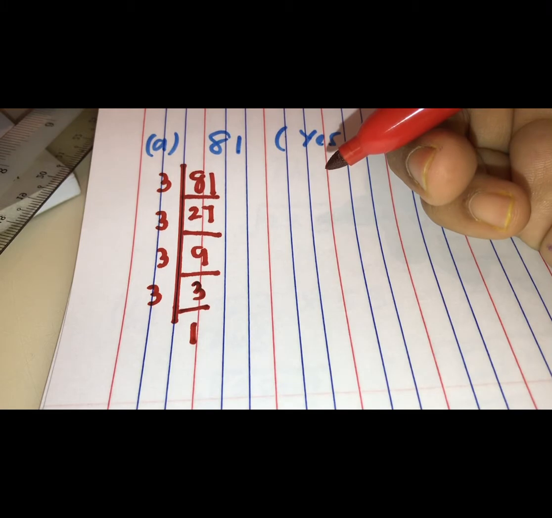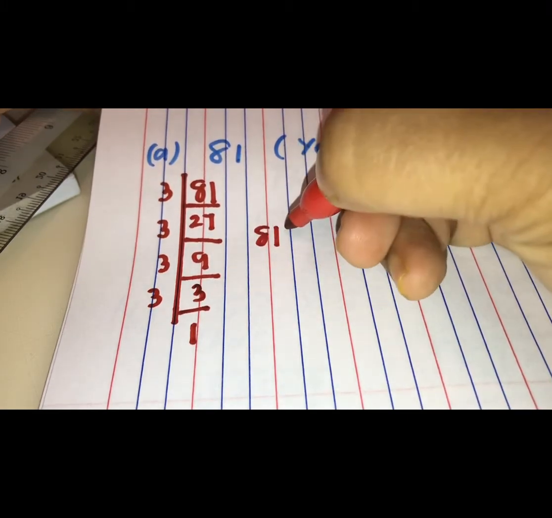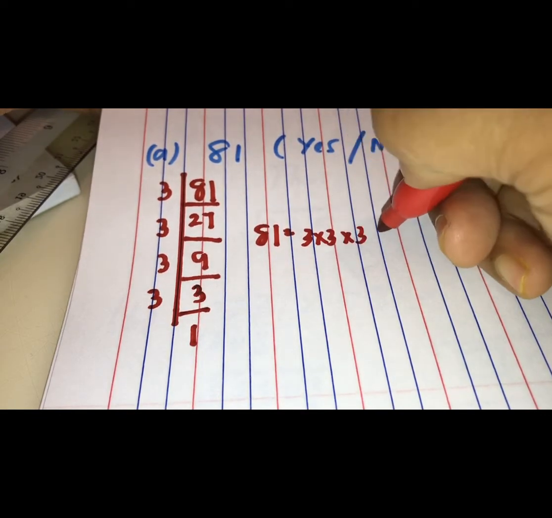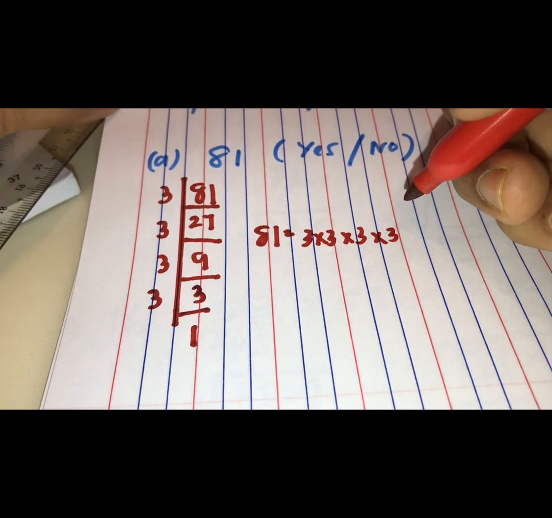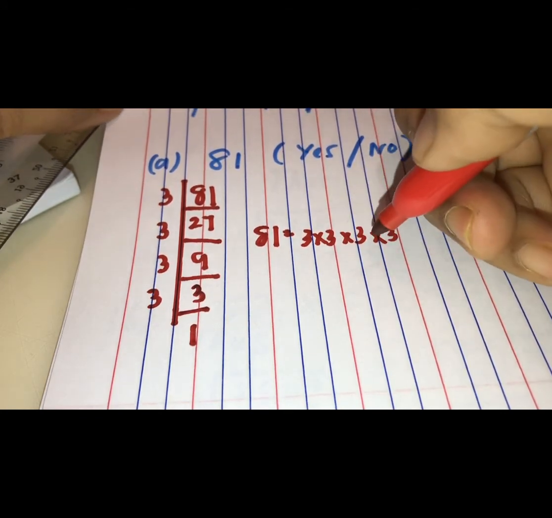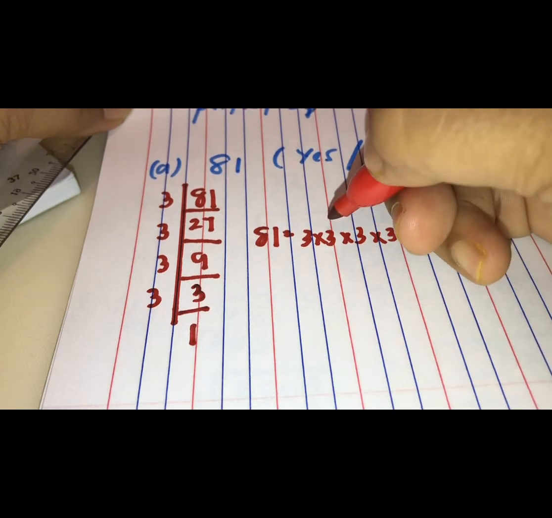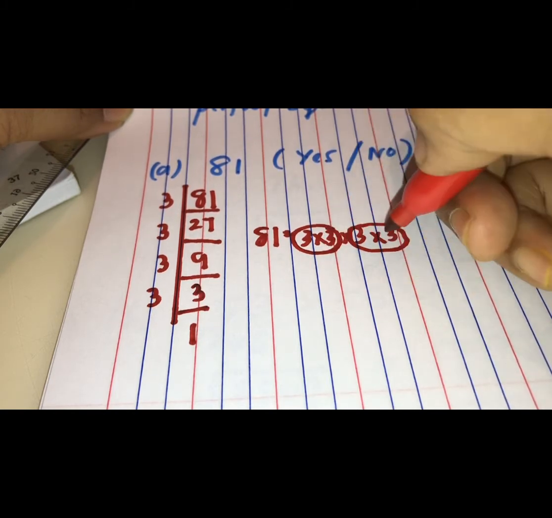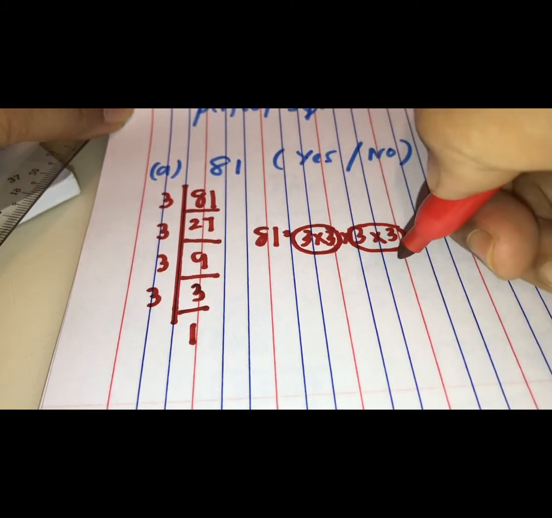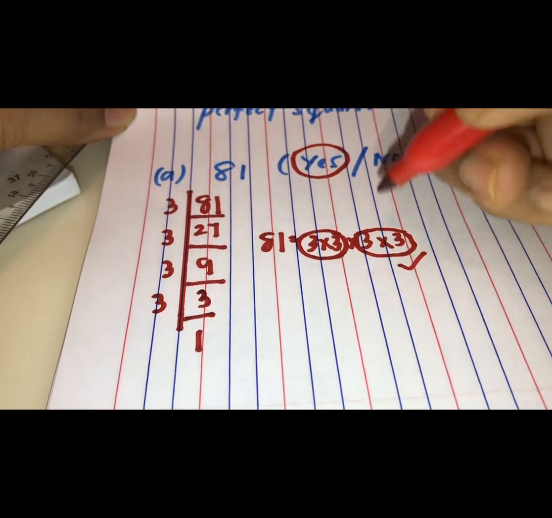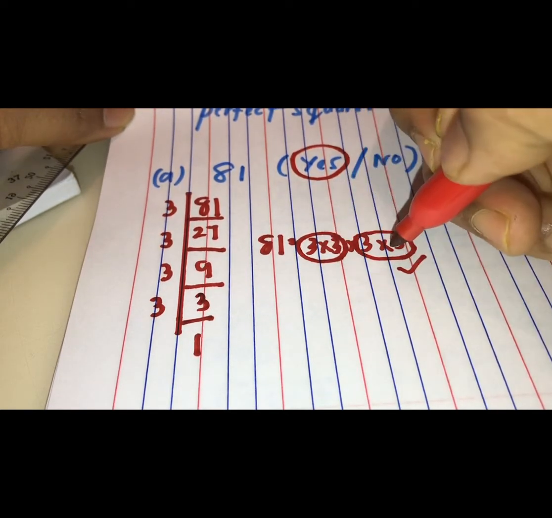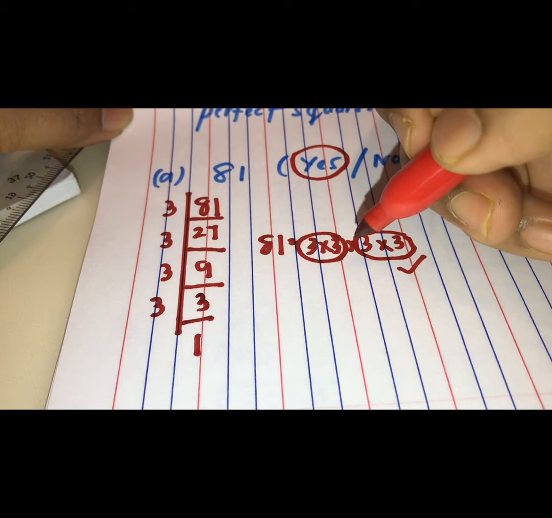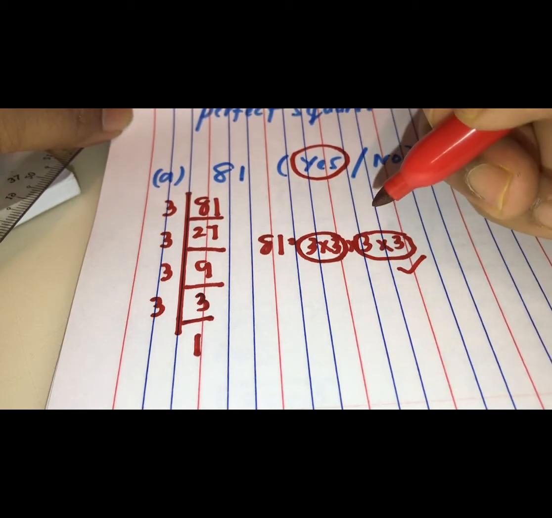Now you can write 81 equal to 3 times 3 times 3 times 3. So you must group this into two identical groups. That means you can group 3 times 3 and 3 times 3, the same group, right? You have two identical groups. If you can group like this, yes, this one is a perfect square. If you cannot group into two identical groups, identical means same, then the answer is no.